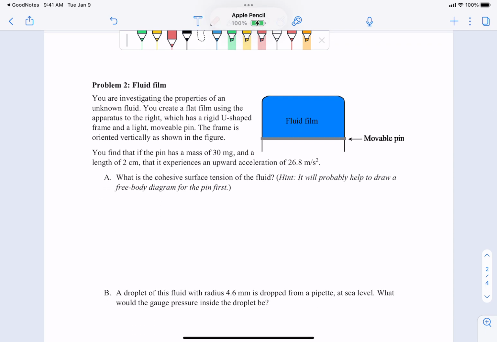Problem 2, fluid film. So we have this question saying you are investigating the properties of an unknown fluid. You create a flat film using the apparatus to the right, which has a rigid U-shaped frame and a light movable pin. The frame is oriented vertically, as shown in the figure, and you find that if the pin has a mass of 30 milligrams and a length of 2 centimeters, it experiences an upward acceleration of 26.8 meters per second squared. So pin, 30 milligrams, length of 2 centimeters, experiences upward acceleration of 26.8. Okay.